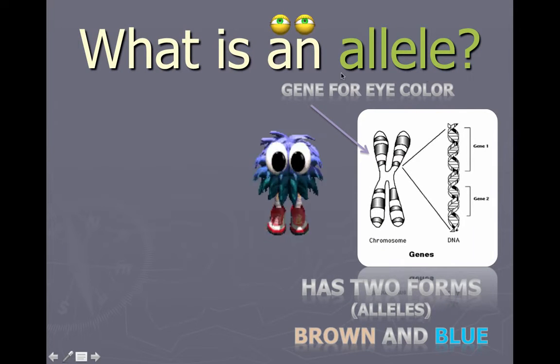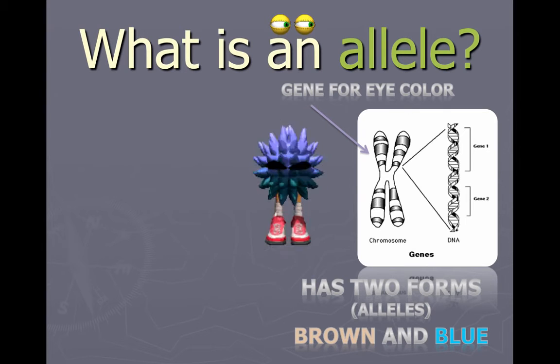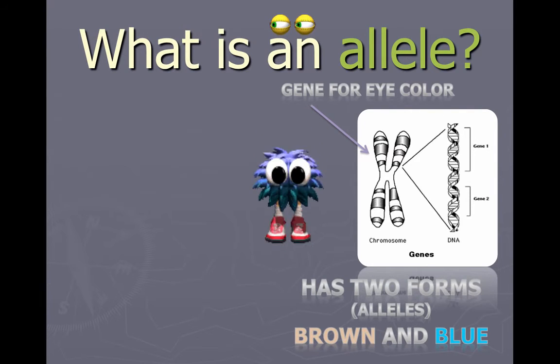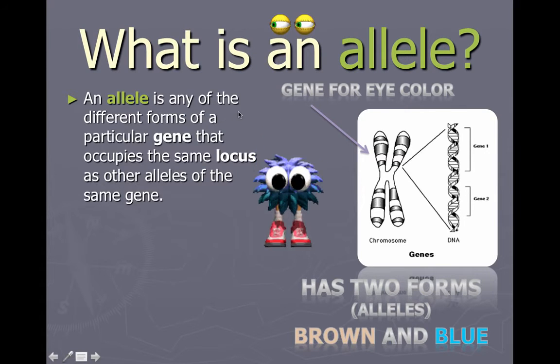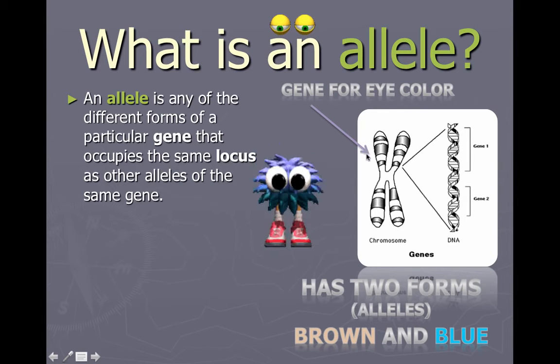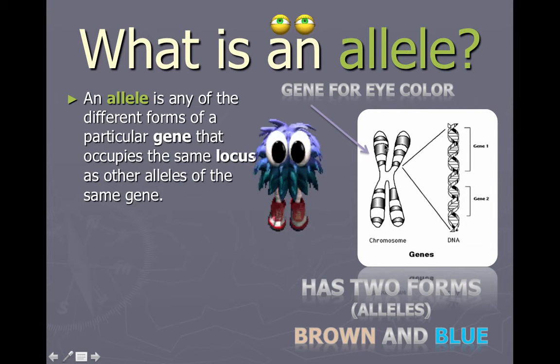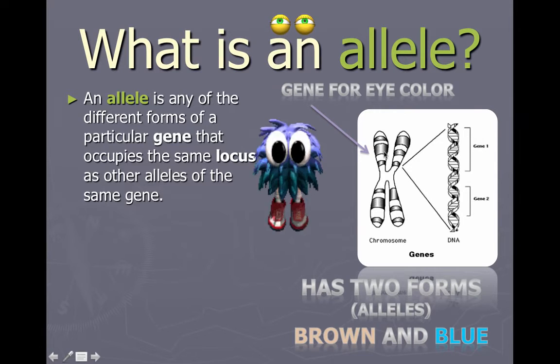You can pronounce it allele or allele, depending on where you are in the world. I'm probably going to switch between them because I'm inconsistent like that. But an allele is basically a different form of the same gene. So you can talk about a gene for eye color, which is located at a specific locus, but that gene could have different forms, and that's why you can have different types of eye colors.